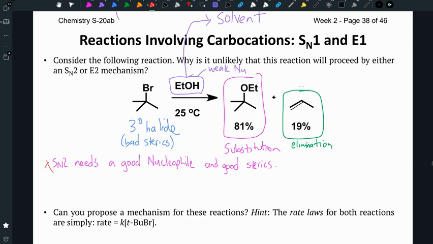Okay, why couldn't it be E2? Well, I know E2 requires a strong base. But in this case, ethanol, not only is it a weak nucleophile, it's also a weak base. Its conjugate acid pKa is like -2. So we don't have a strong base, couldn't be E2. So how can this reaction even happen?